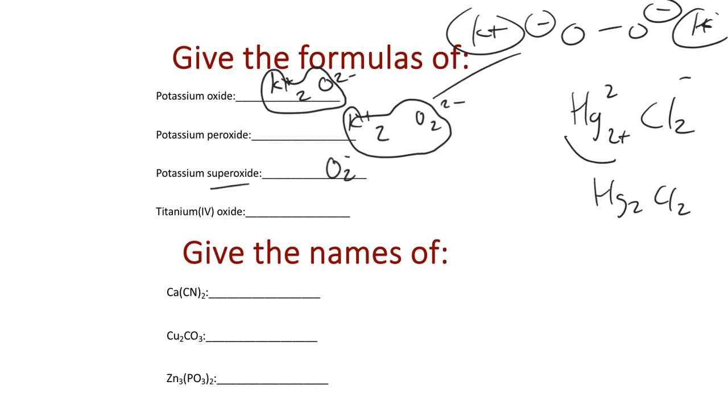Superoxide's the O2 with the minus, so that would just be KO2. So you see for potassium, you could have the range of K2O for the oxide. That's the most common one, that would be the most stable of them, if you will. K2O2 would be another form of an oxygen reacting with potassium, and then KO2 for the superoxide.